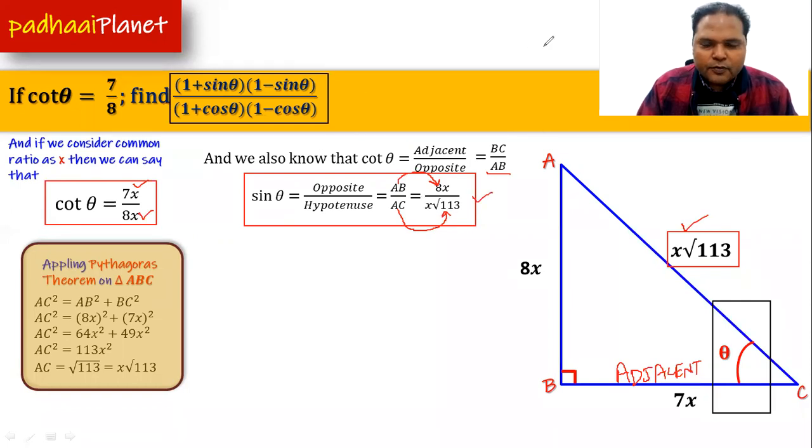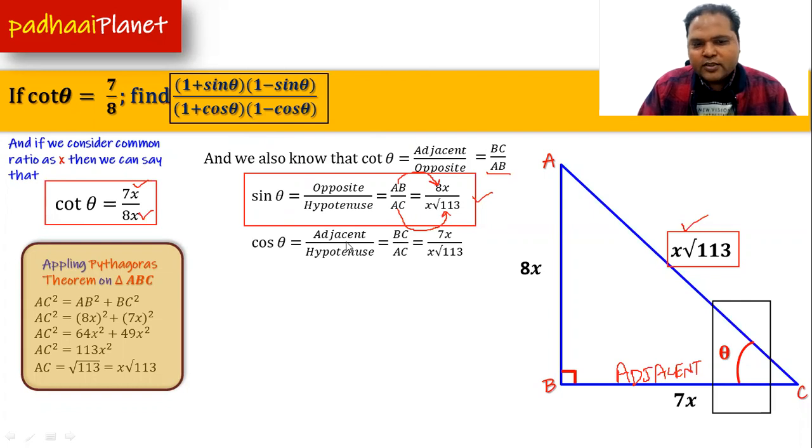We also have to find the value of cos theta. To find it, we again apply the trigonometric ratio formulas, and we know that cos theta is equal to adjacent upon hypotenuse, that is BC over AC, which is 7x over x square root 113. This is how we got the value of cos theta, and these are the two important values.